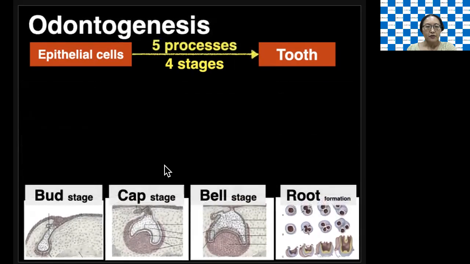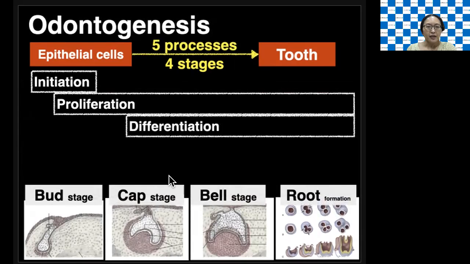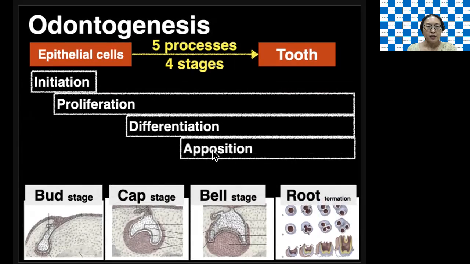So if we look at the 5 processes through the 4 stages of odontogenesis, initiation is mainly the main process in the bud stage. And the proliferation process starts from the bud stage and continues through all the stages of odontogenesis. And in the cap stage, the differentiation of the cells starts. And in the bell stage, apposition of the matrix begins, and maturation is noted from the bell stage to the root stage.